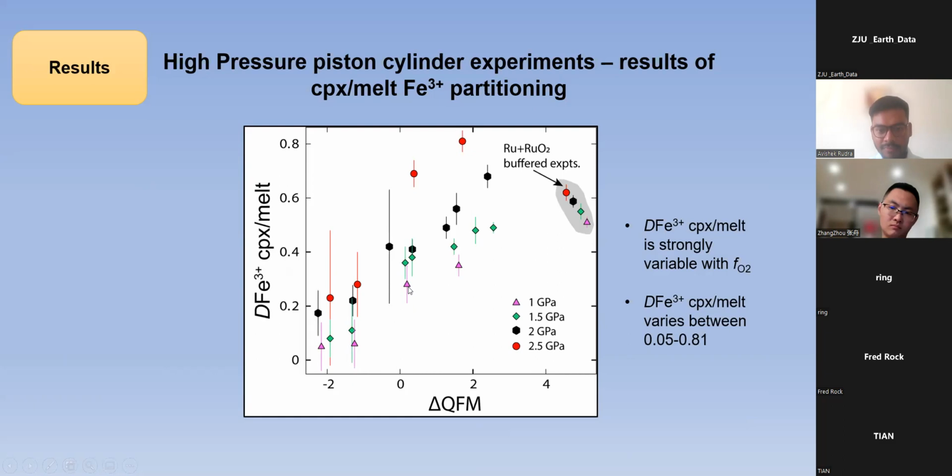So that's one effect. The other one is that if you look at a particular fO2, you can see that the ferric iron partition coefficient is increasing as the pressure is increasing. So there's a pressure effect, and there's an fO2 effect as well. Both of these effects together cause ferric iron to become more compatible in CPX, pressure and fO2. Both of them have a positive effect on increasing the ferric iron partition coefficient.